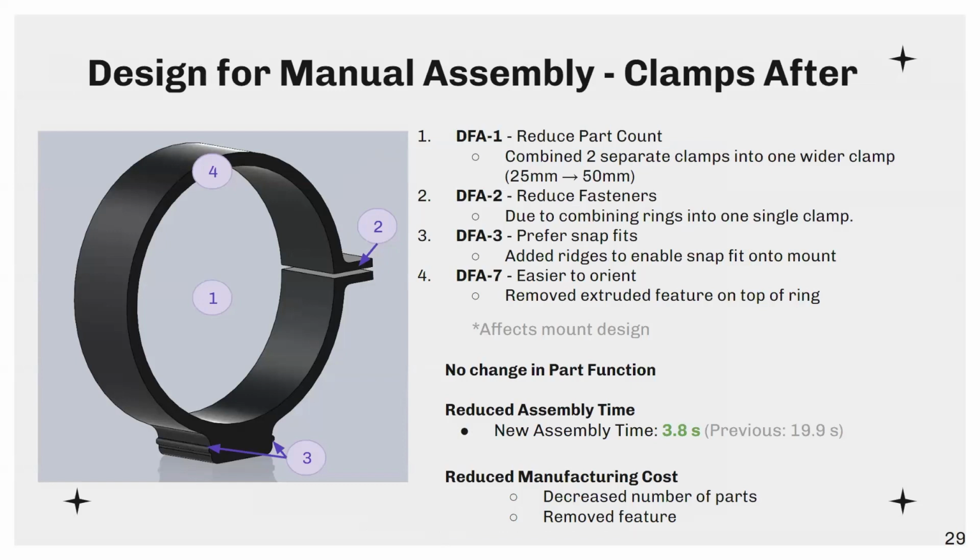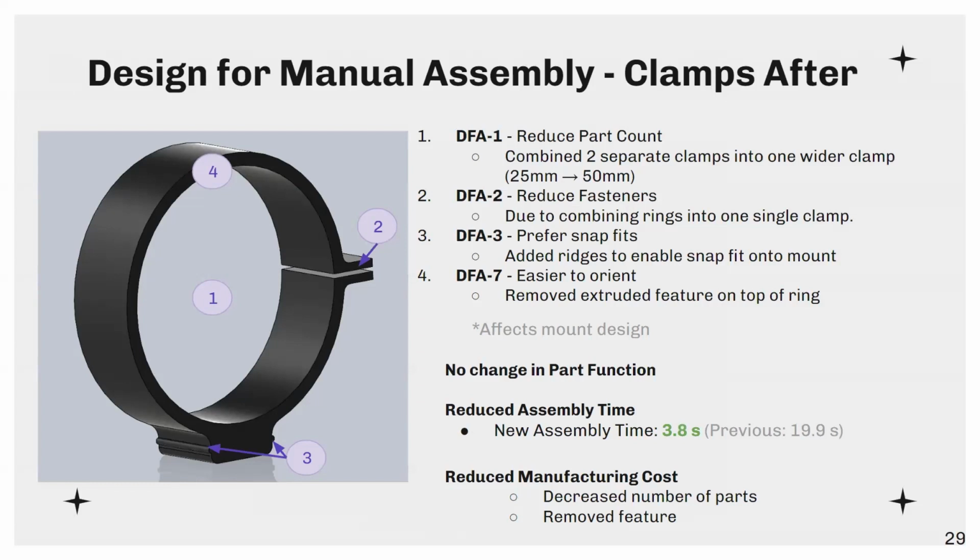And lastly, we removed the mounting feature on top of the ring to only have 1 on the bottom, therefore making it easier to orient. This would have no change in the part function. There would be a reduced assembly time of 16.1 seconds, so now only 3.8 seconds, and the manufacturing costs will be reduced due to the decreased number of parts and the removed extruded feature on top.